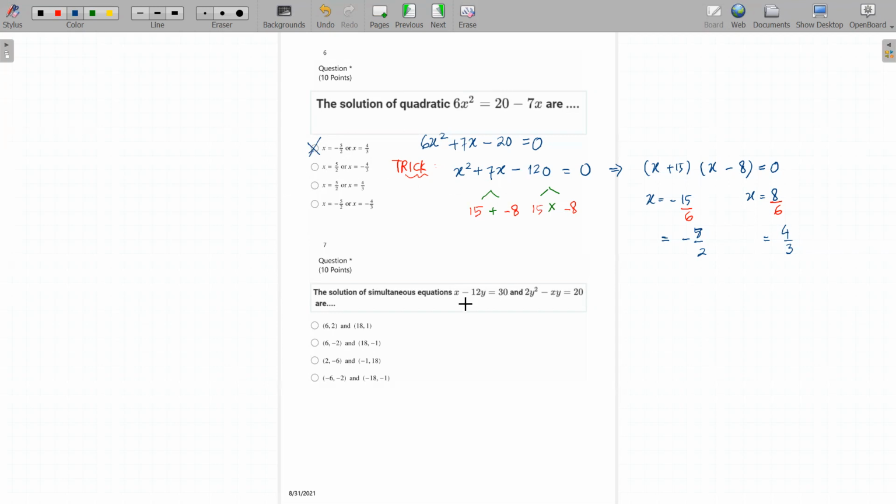Right, now we continue to the next problem. The solution of simultaneous equations x minus 12y equals 30 and 2y squared minus xy equals 20 are... Right, so this is about a simultaneous linear equation and parabola. To solve this, it is actually simple. You just need to, what do you need? Subtracting or substituting, so it's up to you.